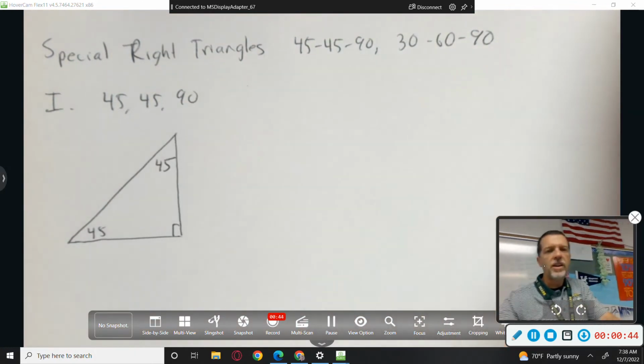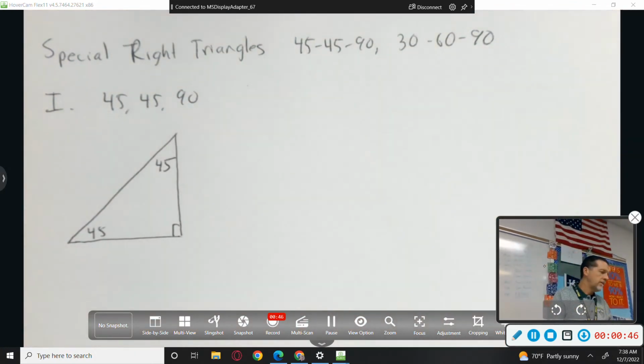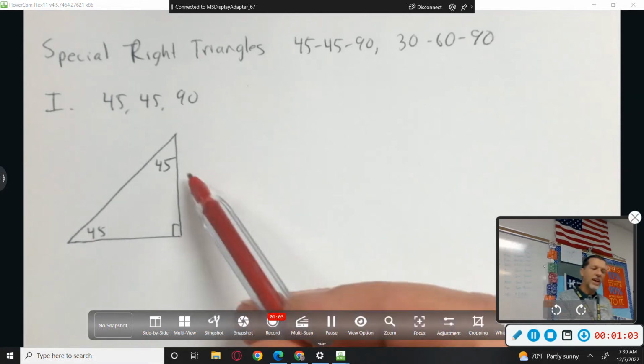45, 45, 90. All right, now I'll be super impressed. Does anybody remember the pattern that goes with 45, 45, 90? Like, what are the sides?